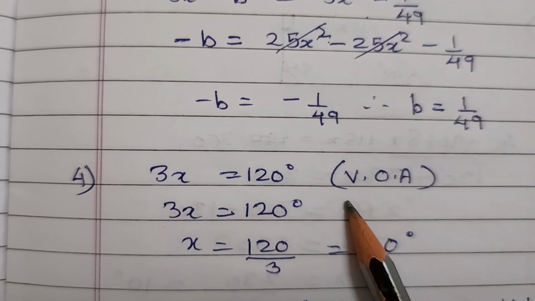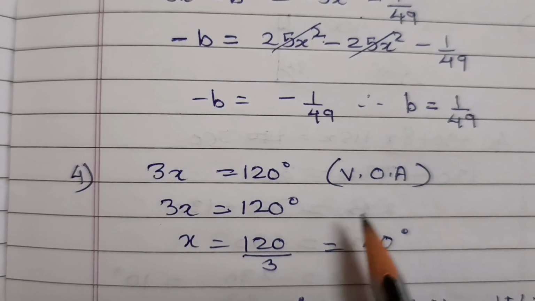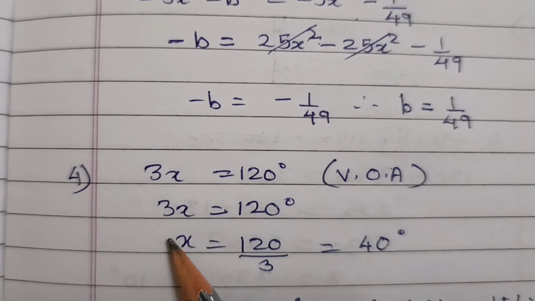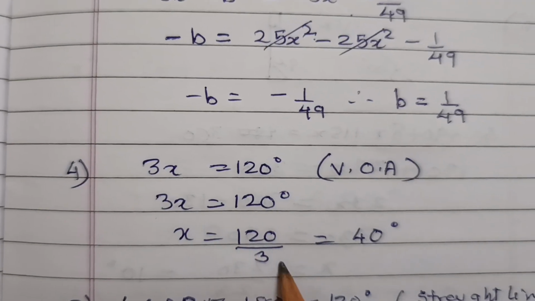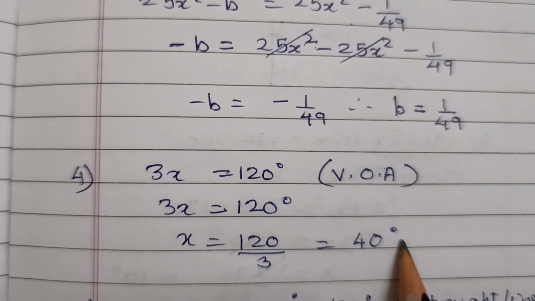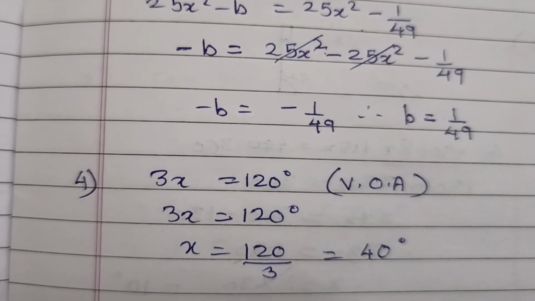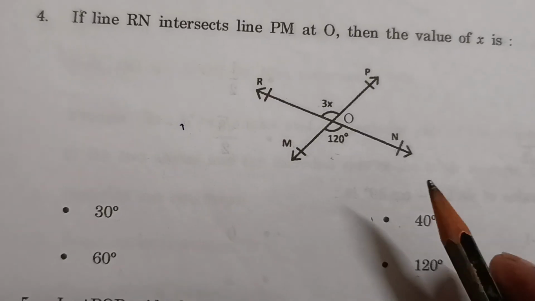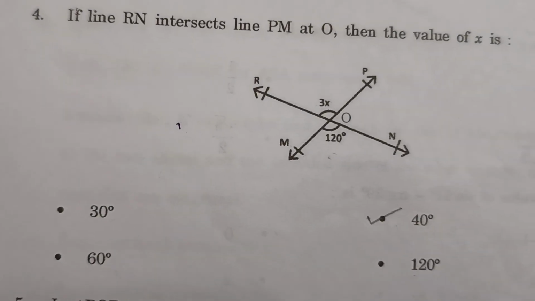3x is equal to 120 degree. Since it is vertically opposite angle, 3x is equal to 120 degree. X is equal to 120 upon 3. So 3 ones are 3 and after cancellation we are getting here 40. So the value of x is 40 degree. So the correct option here is 40 degree.